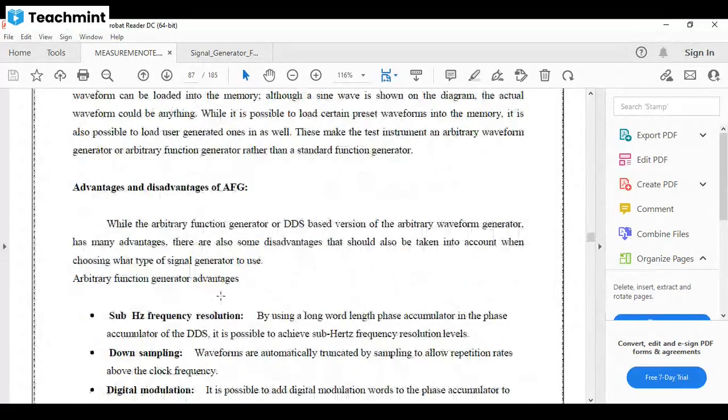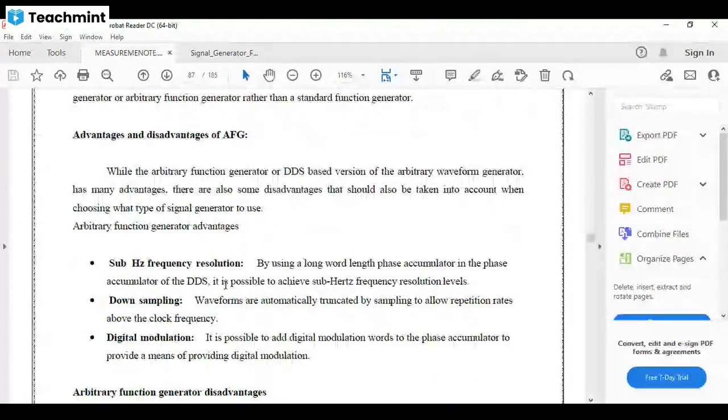So what are the advantages and disadvantages of the AFG? Why use the arbitrary function generator, the DDS-based version of the arbitrary waveform generator? There are many advantages, and there are some disadvantages also, which should be taken into account when choosing the type of signal generator to use. The advantage of the arbitrary function generator is sub-hertz frequency resolution. By using a long word phase accumulator in the DDS technique, it is possible to achieve sub-hertz frequency resolution, along with downsampling and digital modulation.